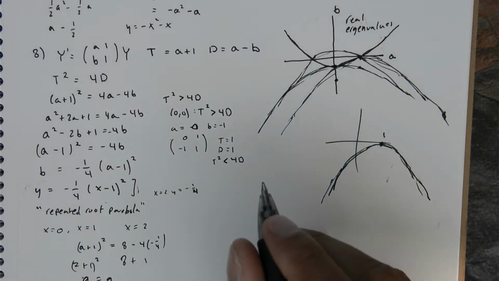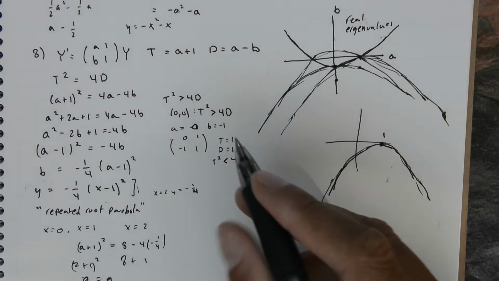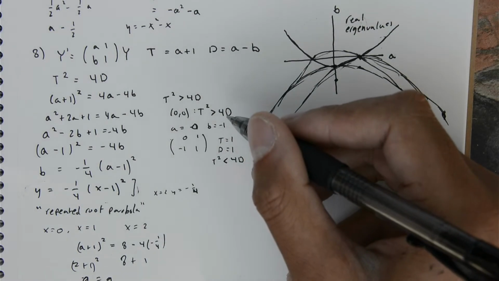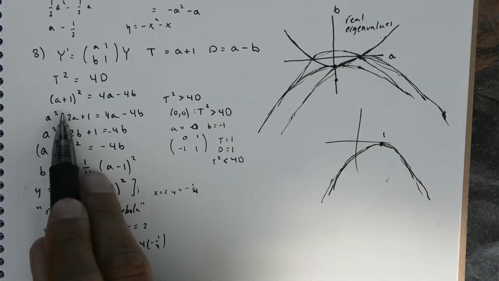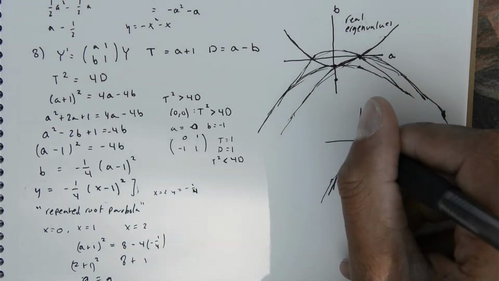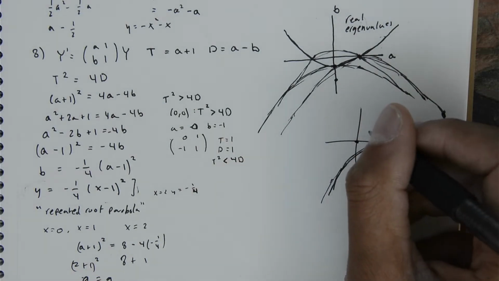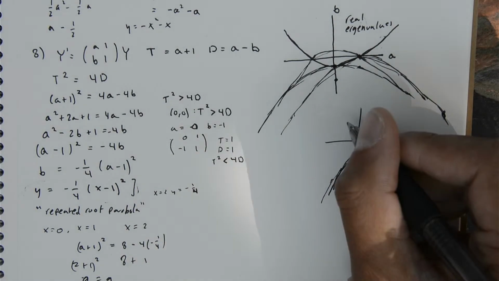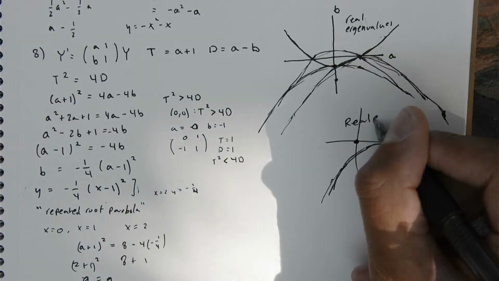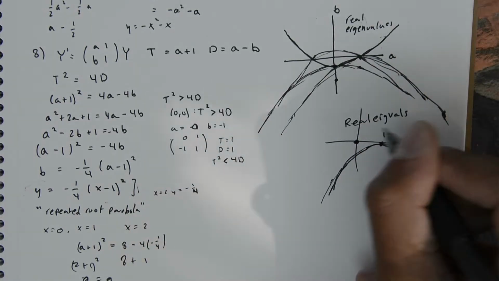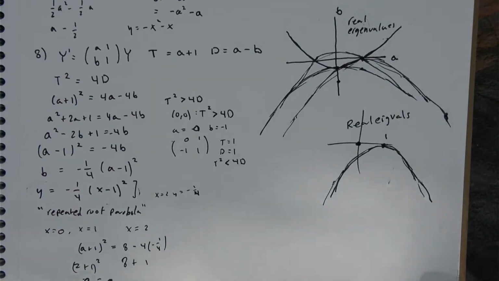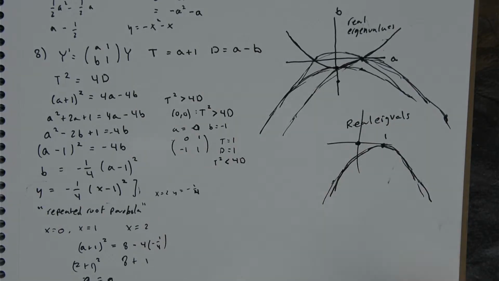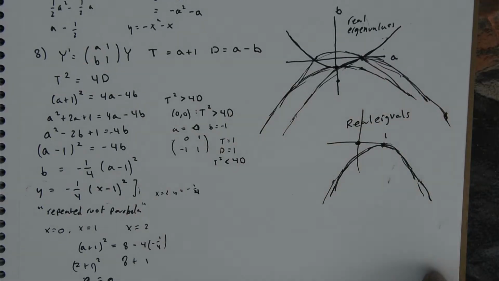Now, if we take 0, 0, let's do 0, 0 again. We got 1 is greater than, so t squared is greater than 4d for 0, 0. So this means that we should have real eigenvalues here. Which is cool.